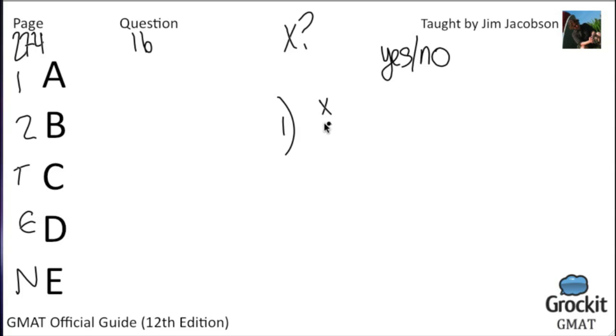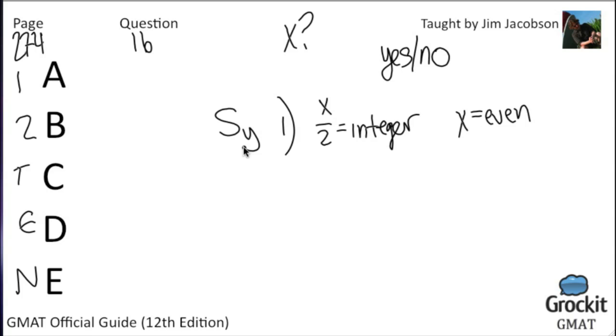We get statement 1, x over 2 is an integer. Which means, basically, in order for x over 2 to be an integer, that means that x is an even number. Because only even numbers can be divided by 2 and still give you an integer. If x is an even number, then x is definitely an integer. So this is sufficient to tell us yes, that x is an integer. So we can cross off B as well as C and E as our answer choices. Let's take a look at statement 2. 2x equals an integer.